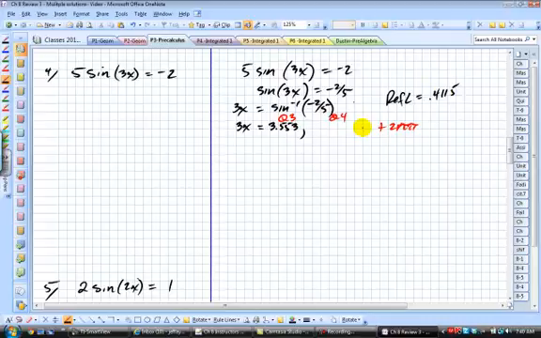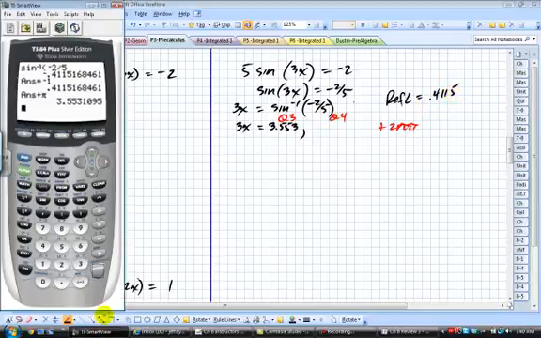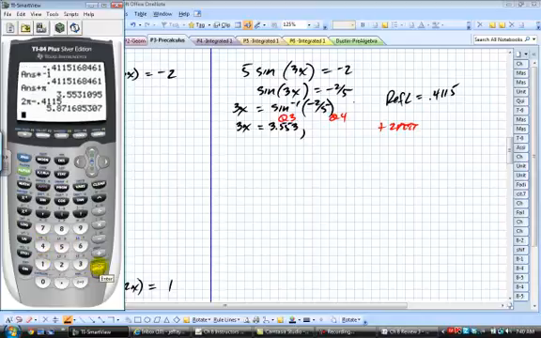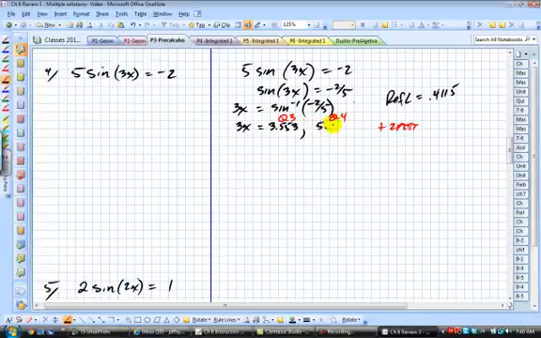Now for quadrant 4, I take 2 pi minus this reference angle to get to quadrant 4. So let me do that. I've got 2 pi minus this angle here, 0.4115, and that will put me in quadrant 4. So I get 5.872 roughly, plus multiples of the period.